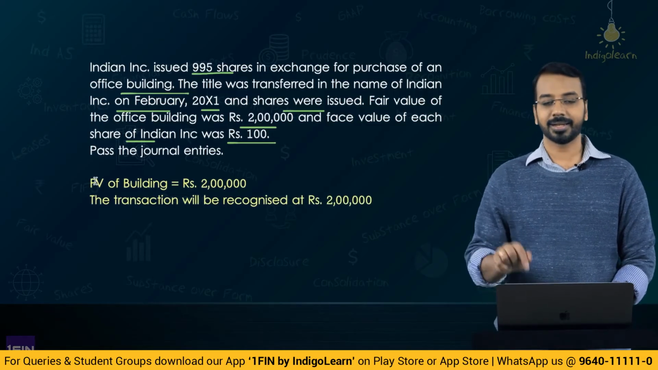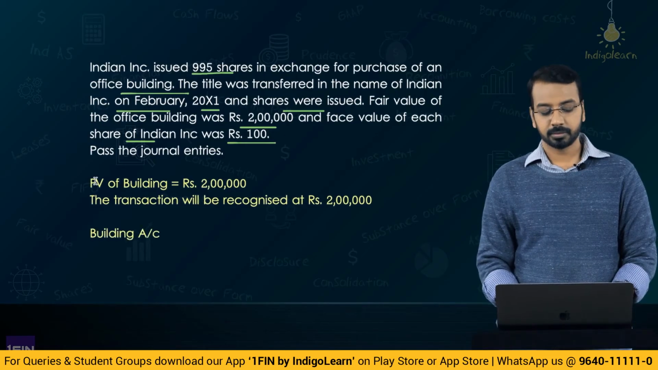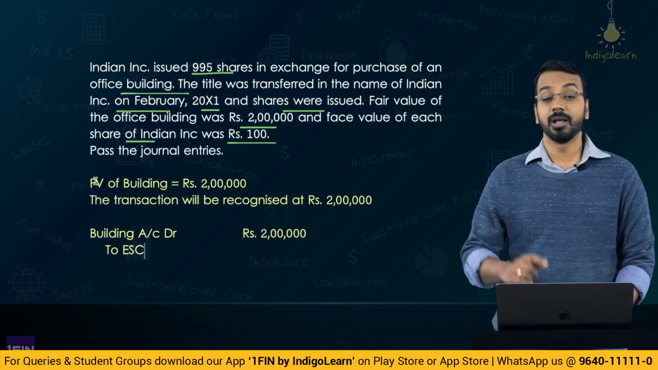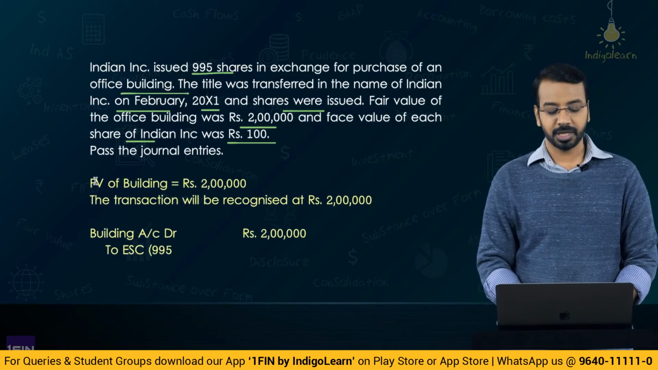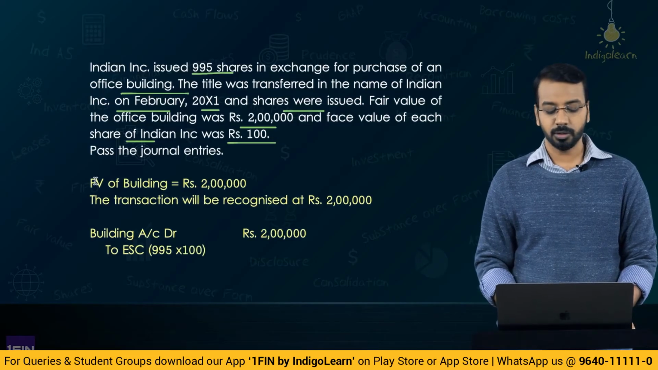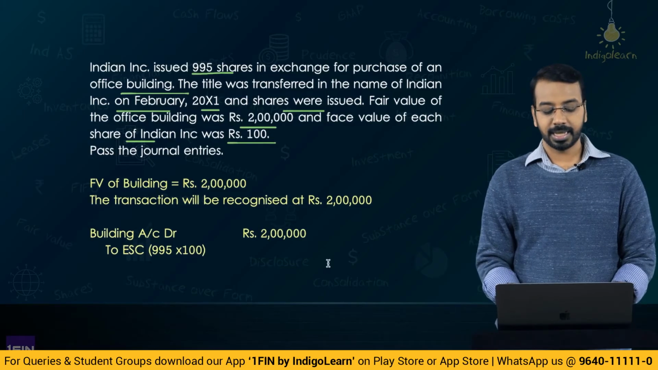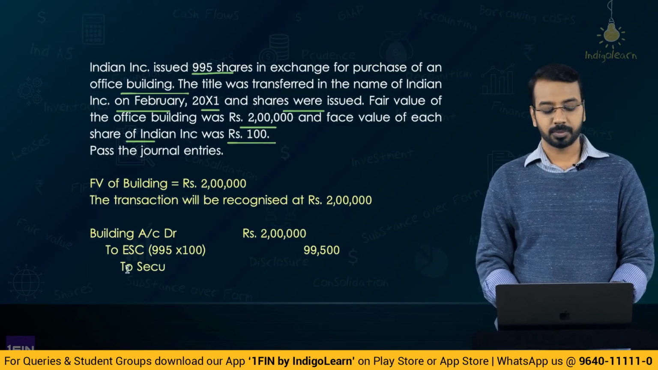Now when I say transaction is recognized at 2 lakhs, what will be the journal entry? Building account debit rupees 2 lakhs. Okay, then to equity share capital. How many number of shares are issued? We have issued 995 shares of face value 100 each. So 995 into 100, that is 99,500 will be credited to equity share capital and balance to securities premium.